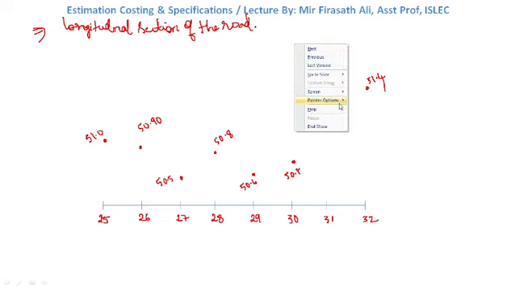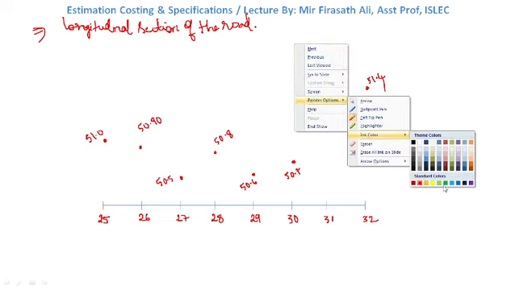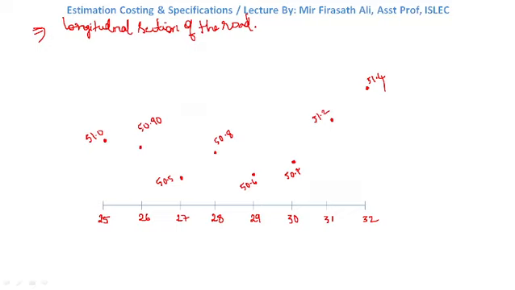Now, what we need to do? We need to join these points. With the help of freehand drawing, we need to join these points. So, this becomes our reduced level of the ground. What does it become? Reduced level of the ground. This is nothing but this color line. This is our reduced level of ground.